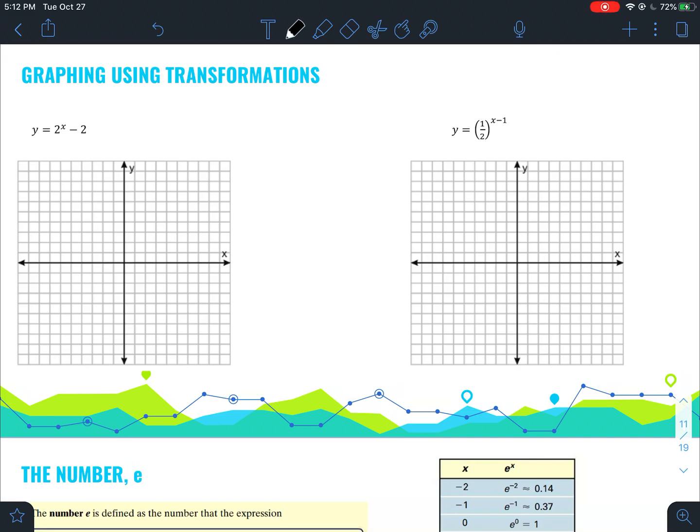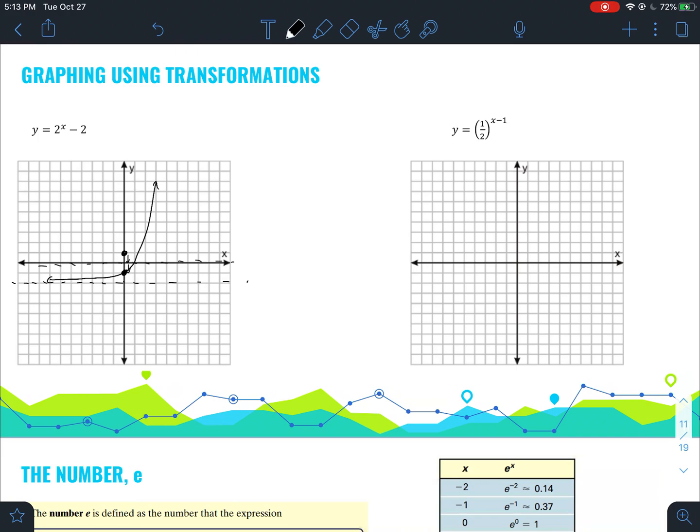All right, the first one is you're just going to take that normal exponential and move it 2 down. So this was the original point. So I'm going to move that point 2 down, and it's going to be right here. And then normally, here's my asymptote that my graph won't pass. So I'm going to move that asymptote 2 down, so it'll be right here. And then I'm just going to make my ramp. So it'll look like this and like this. So that would be 2^x minus 2.